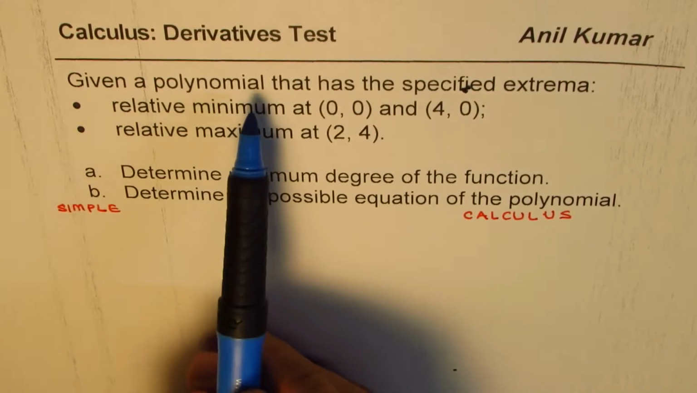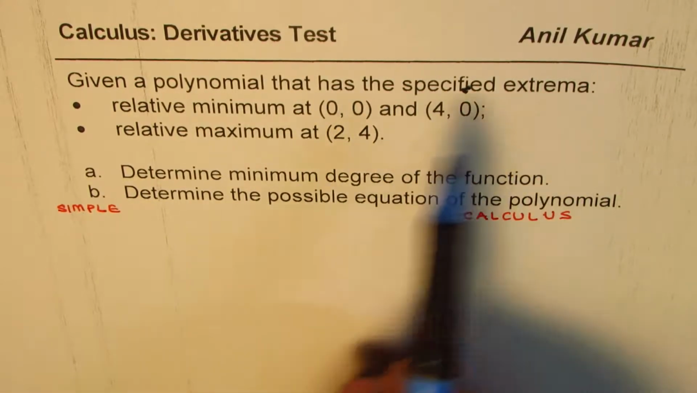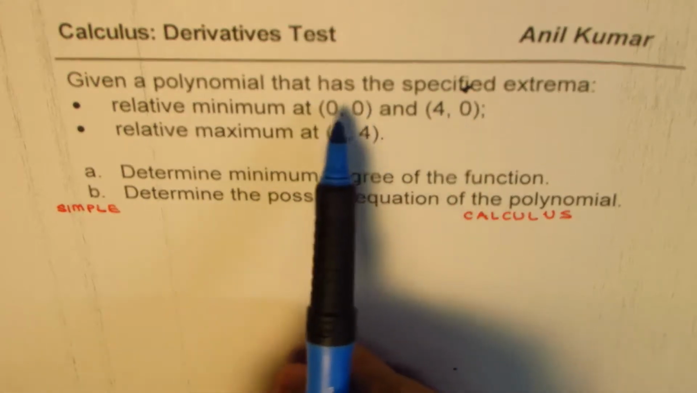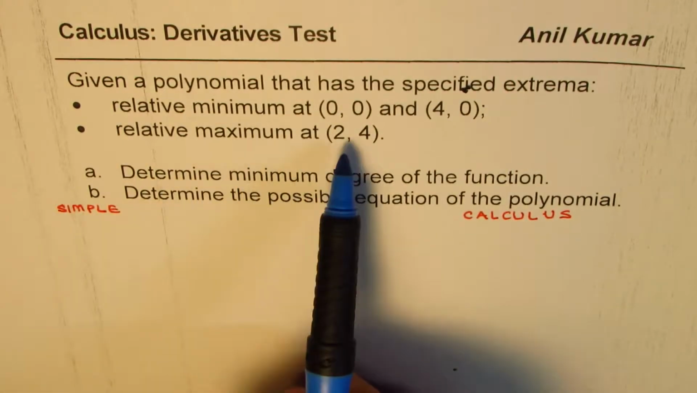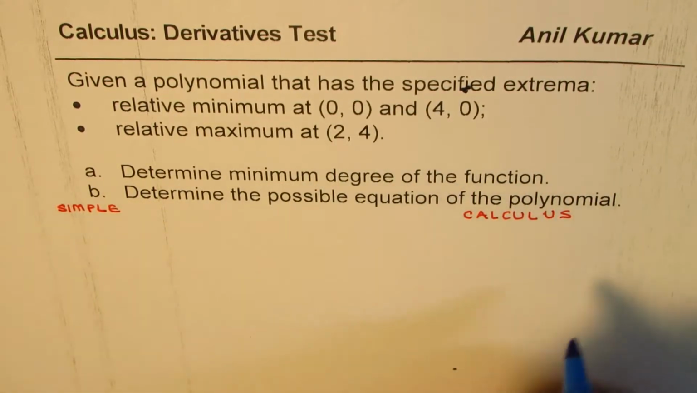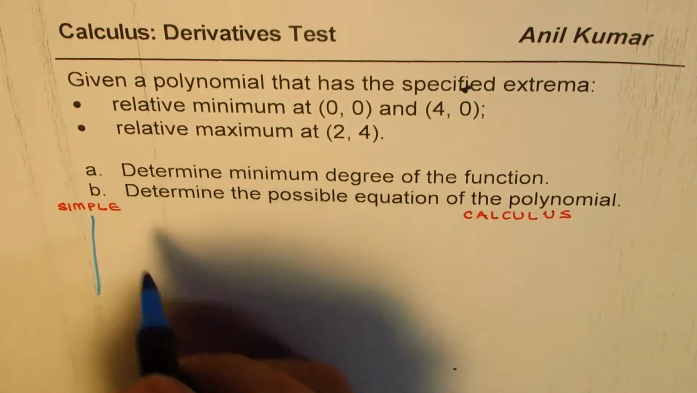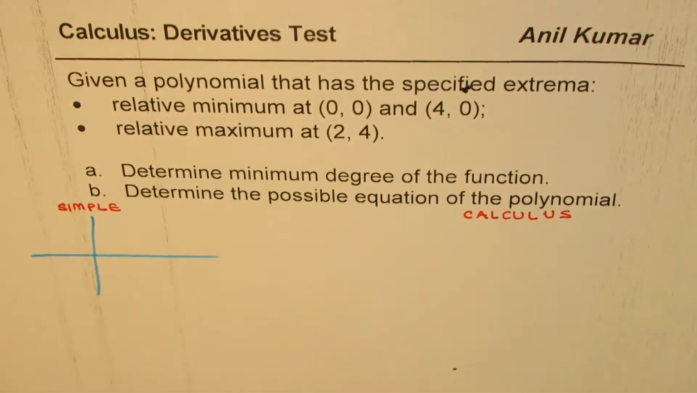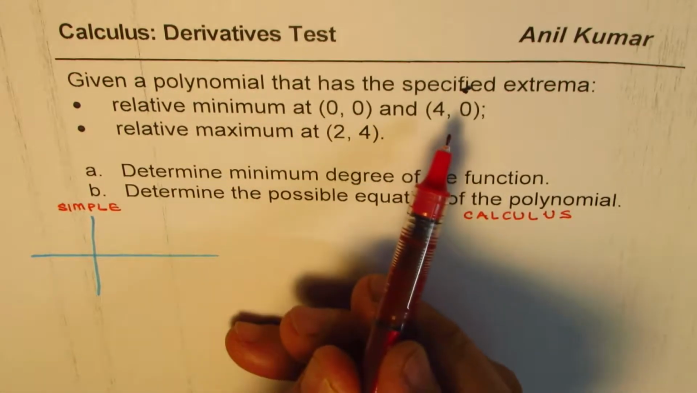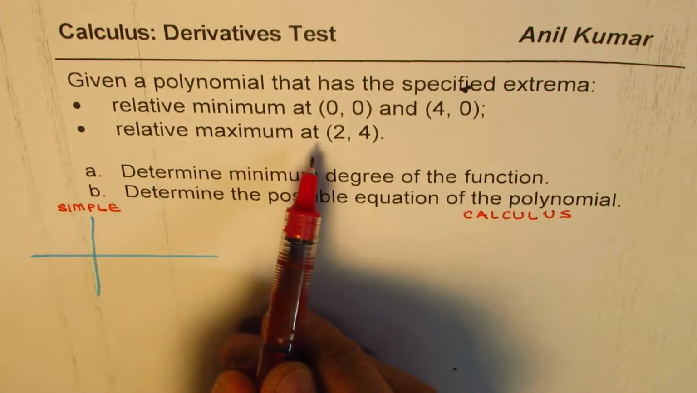We are given a polynomial that has specified extrema. That means we are given relative minimum. There are two of these. And we are also given a relative maximum. Determine minimum degree of the function. So what I'll do here for my grade 11 students, I'll kind of sketch this. So let me sketch this. And it says we have a relative minimum at these two, so two minimums and one relative maximum, correct?